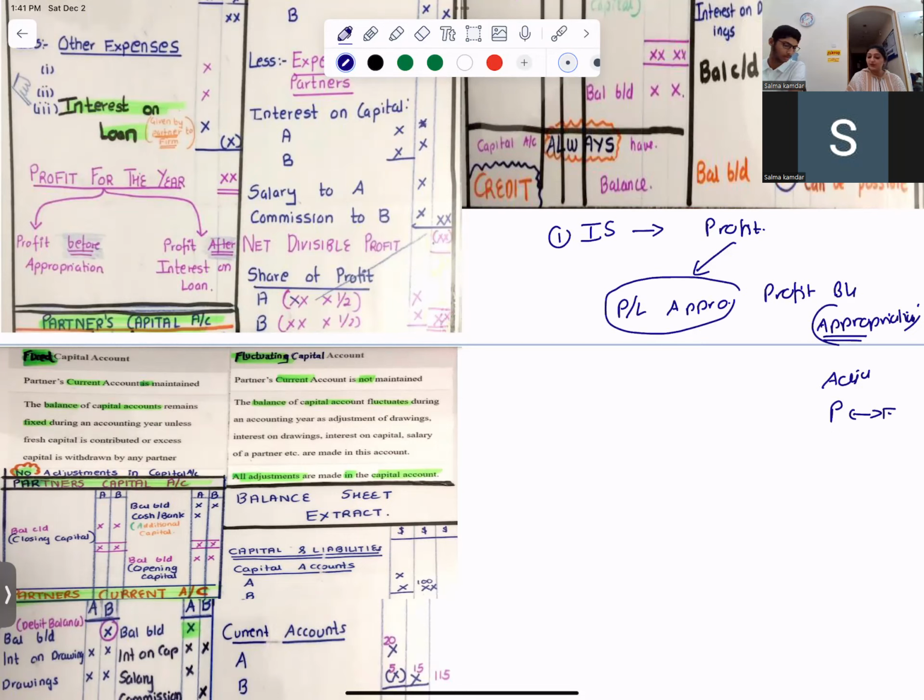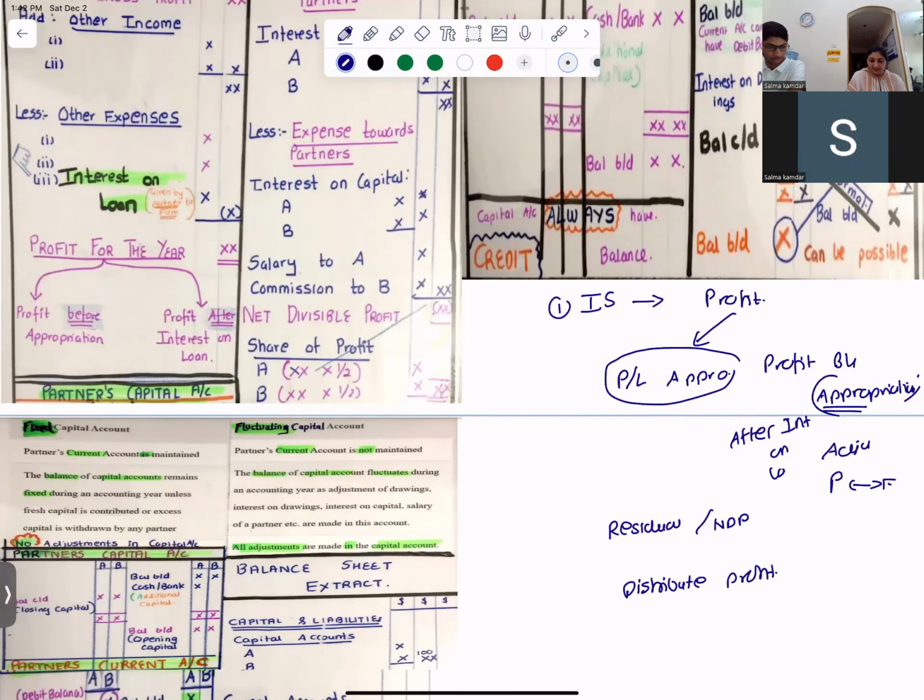Profit before appropriation and after interest on loan, that I will tell you later. After you do these adjustments, you will get the residual profit, also called the net divisible profit. And then you will distribute this profit amongst the partners. Are you with me? Okay, fine.